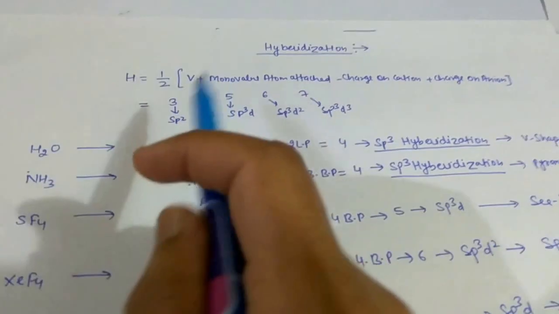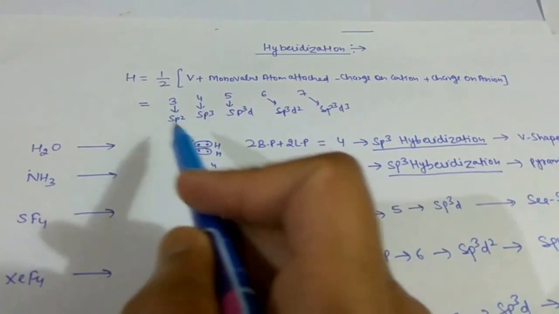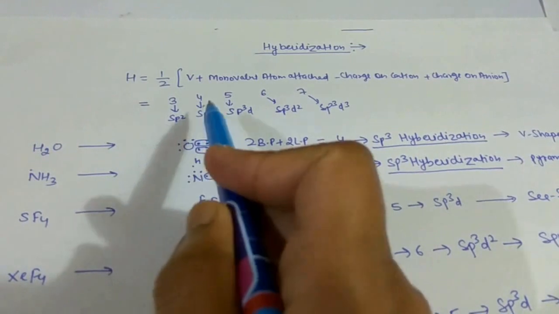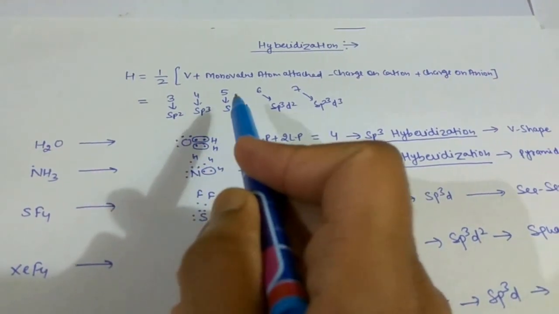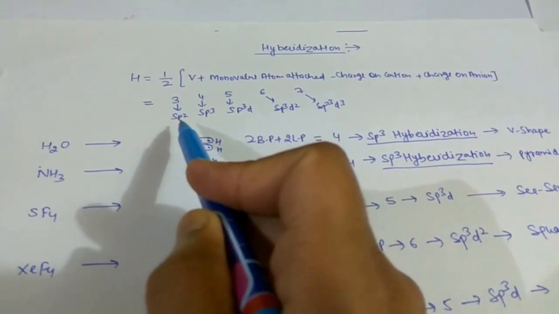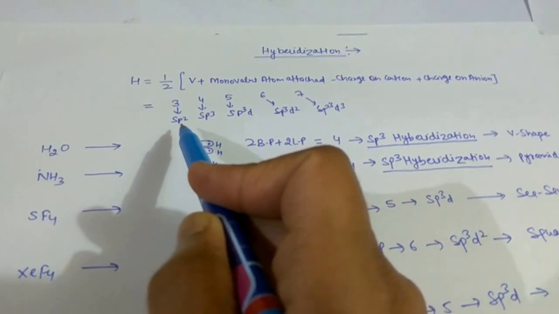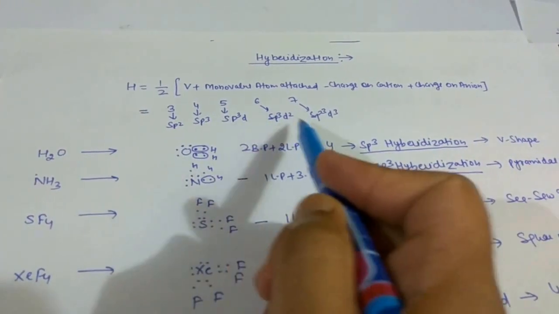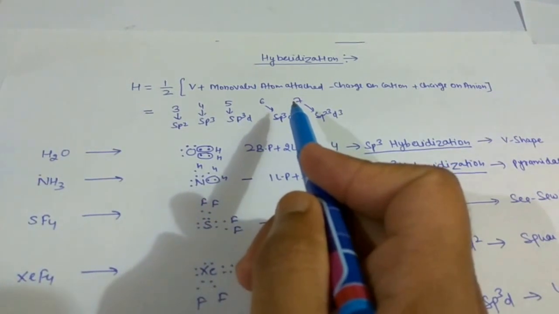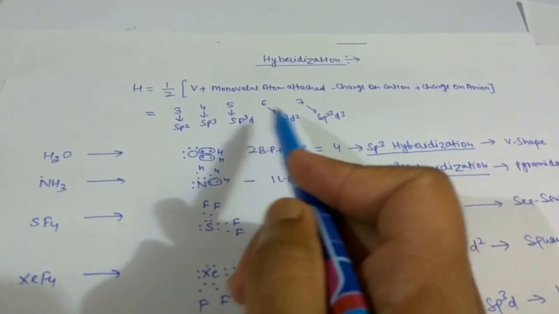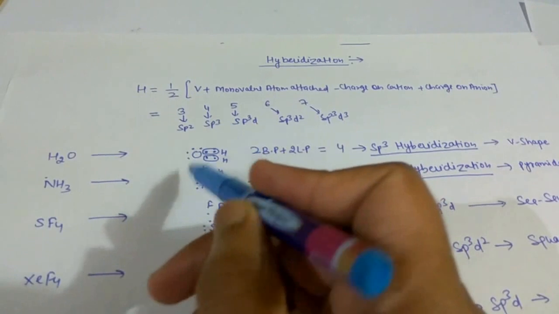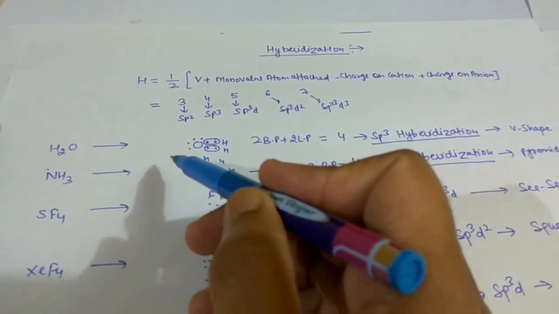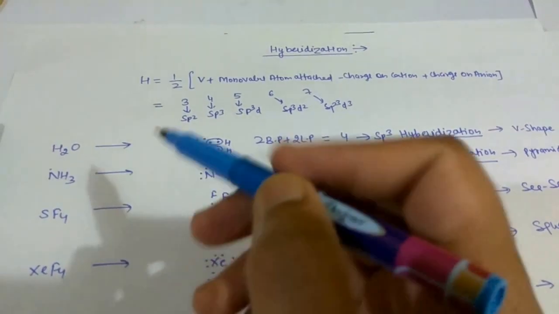For example, if we are getting 3, it corresponds to sp2 hybridization. If we are getting 4, it is sp3, 5 sp3d. That is, the total sum of s and p orbitals should be 3, 4, 5, 6 and 7 accordingly. Now, if we want to calculate structure and hybridization, then we have to use some simple calculations.